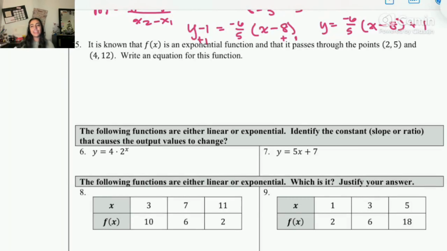Hey guys, it's Rita, and I'll be picking up where Annalisa left off. So for number 5, it is known that f of x is an exponential function and that it passes through the points 2, 5, and 4, 12. Write an equation for this function.